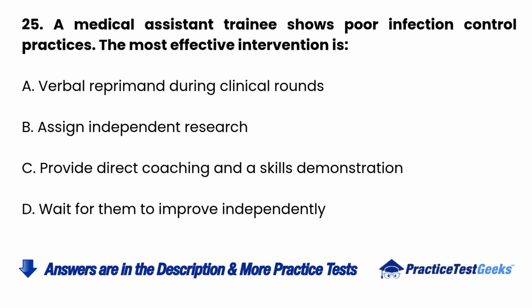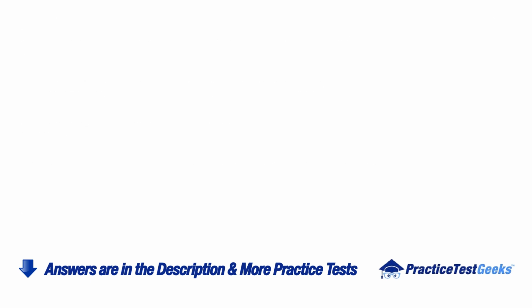25. A medical assistant trainee shows poor infection control practices. The most effective intervention is A. Verbal reprimand during clinical rounds. B. Assign independent research. C. Provide direct coaching and a skills demonstration. D. Wait for them to improve independently.